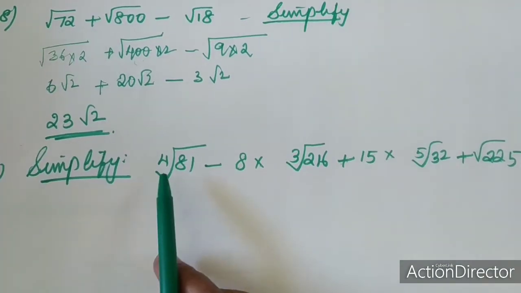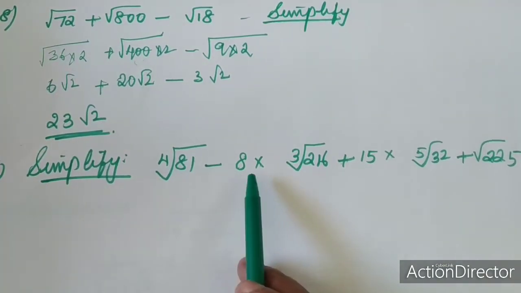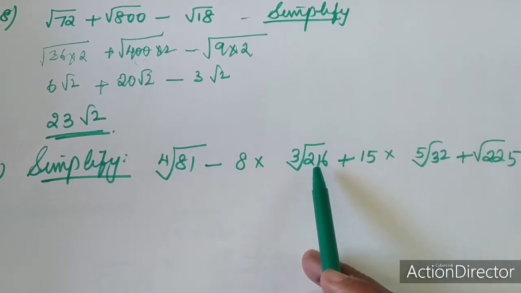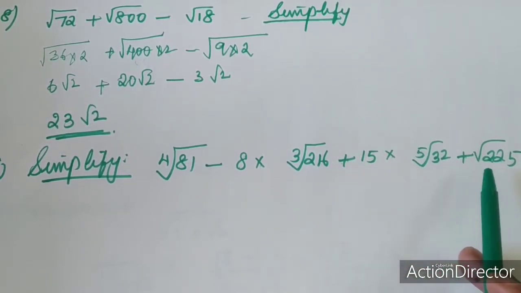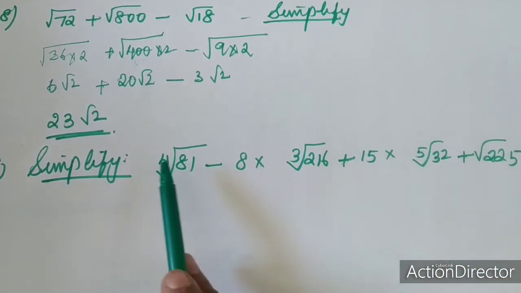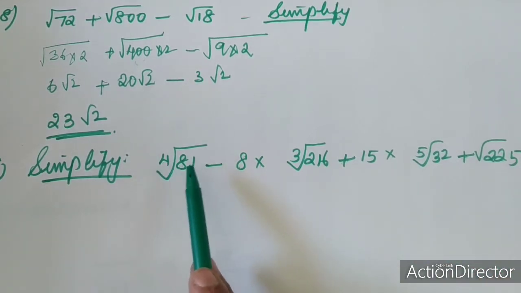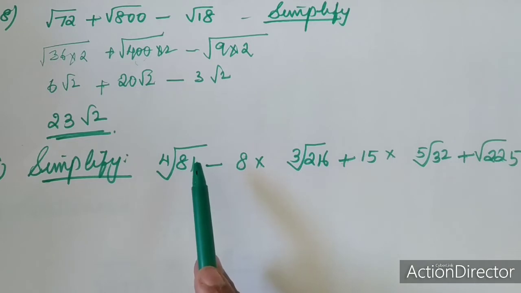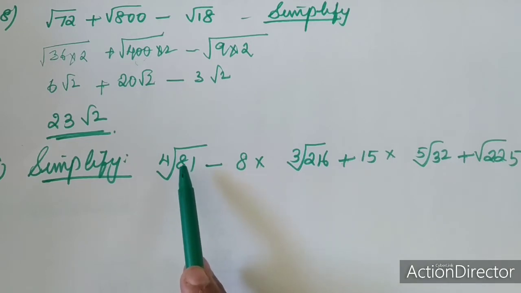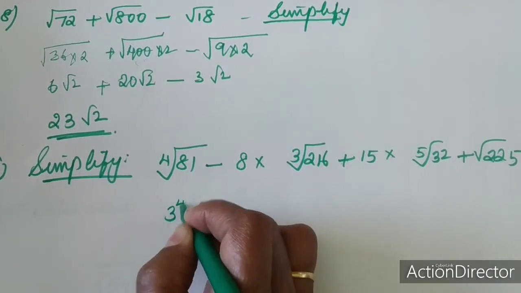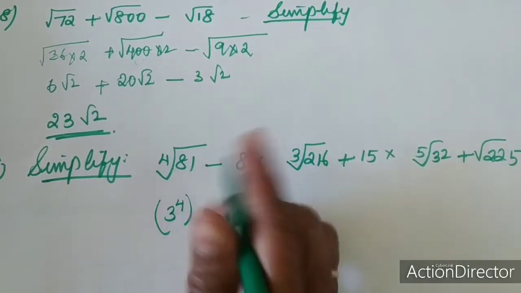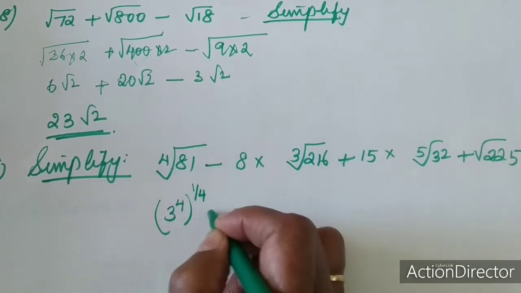Next, simplify: 4th root of 81 minus 8 into 3rd root of 216 plus 15 into 5th root of 32 plus root of 225. Since this is the 4th root, I try to express this number as a power of 4. So 81, in the rough column, if you do the prime factorization, can be written as 3 power 4, and this 4th root can be written as 1 upon 4.